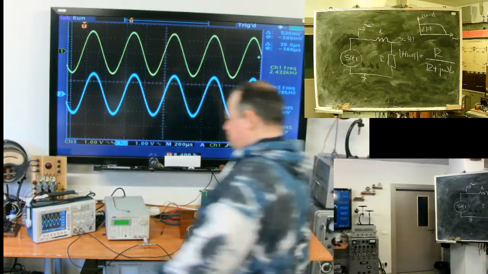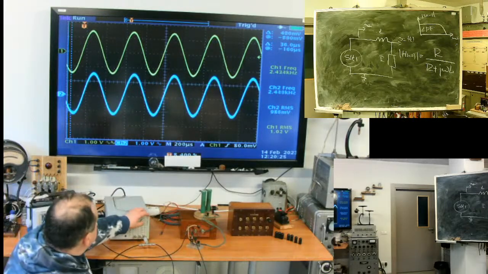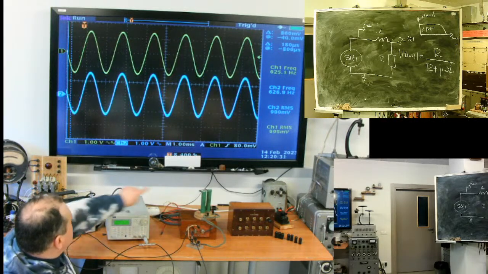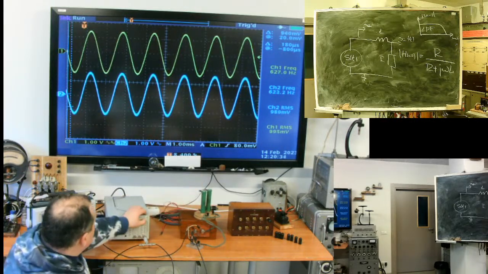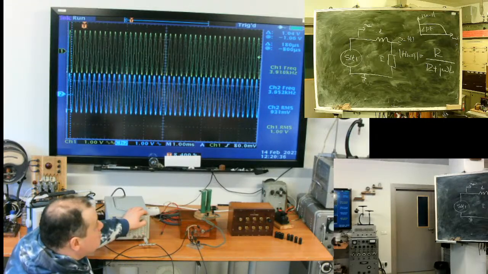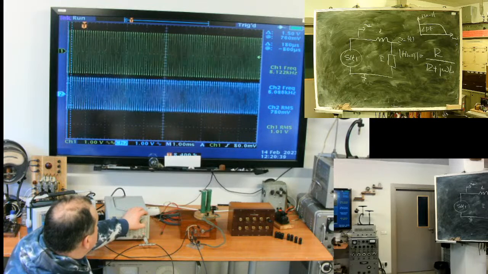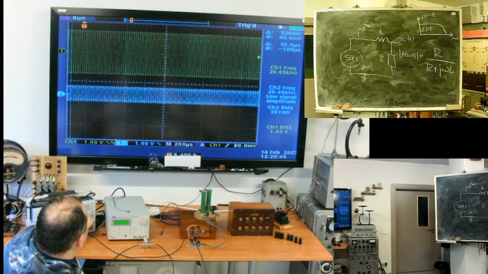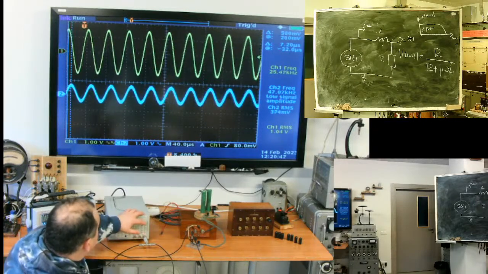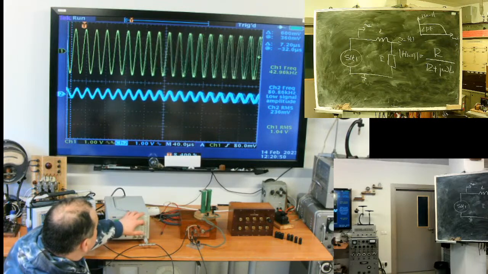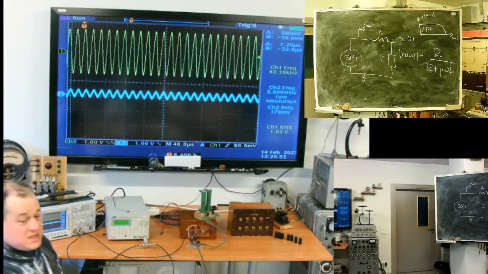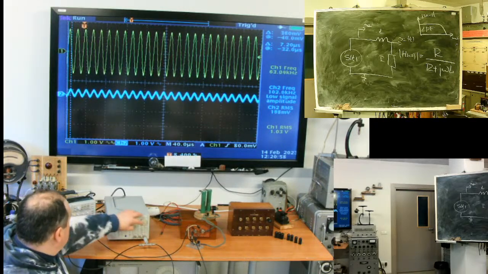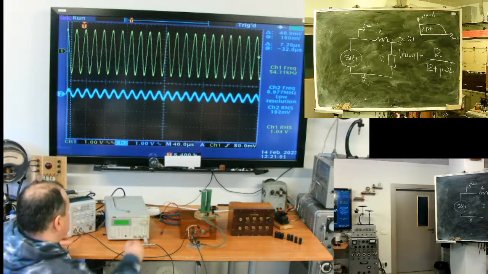Can we check it? Low frequency, we see signal ratio unity. High frequency, it goes down, down, down. It suppresses high frequency and keeps low. But that's not all.